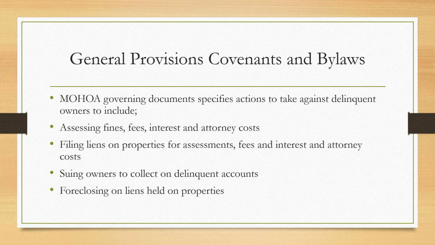The general provisions and covenants of the bylaws, the MOA, Mountain Oaks Homeowners Association governing documents, specify actions that we can take regarding delinquent owners. That includes assessing fines, fees, interest, and attorney's costs, filing liens on properties for assessments, fees, interest and attorney costs, suing owners to collect on delinquent accounts, and foreclosing on liens held on properties. Currently, our documents provide for these action steps that we can take to collect on delinquent accounts.